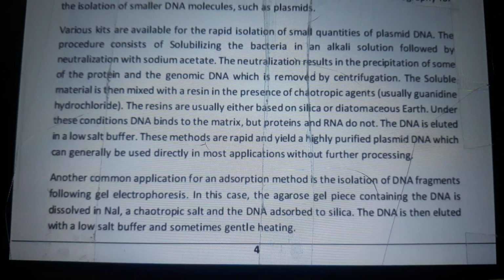In this case, the agarose gel piece containing the DNA is dissolved in NaI, a chaotropic salt, and the DNA is adsorbed to silica. The DNA is then eluted with a low-salt buffer and sometimes gentle heating.